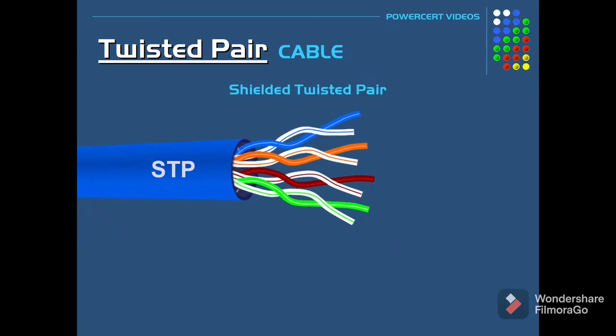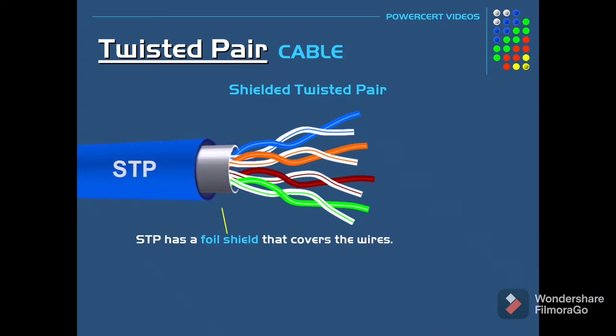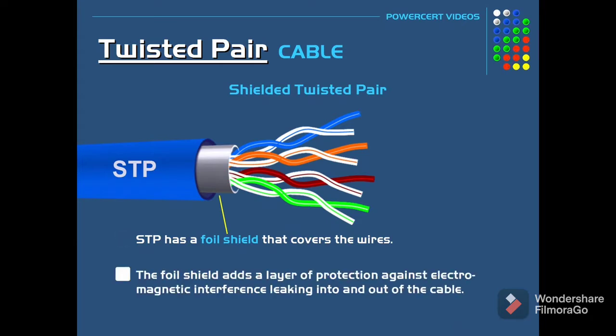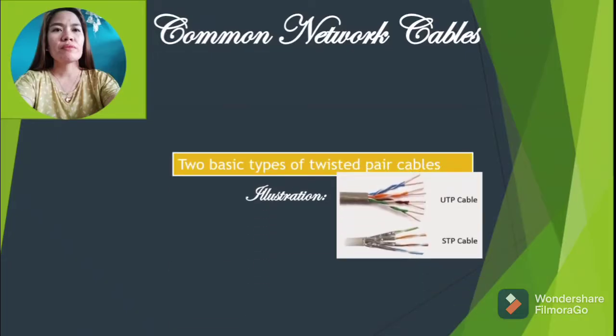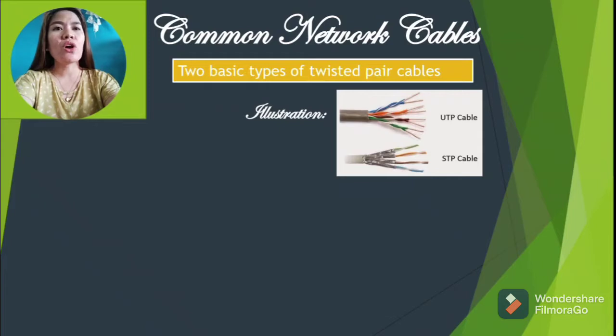And the second type is shielded twisted pair. Shielded twisted pair is very similar to unshielded twisted pair, except that it has a foil shield that covers the wire. The foil shield adds a layer of protection against electromagnetic interference leaking into and out of the cables. This type of cable is mainly used for industrial purposes and not so much in homes or businesses. So those are the two basic types of twisted pair cables, the UTP and the STP cable.